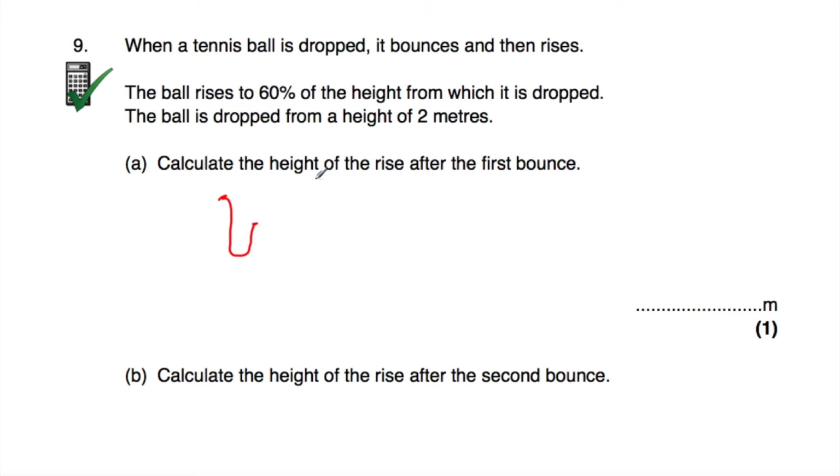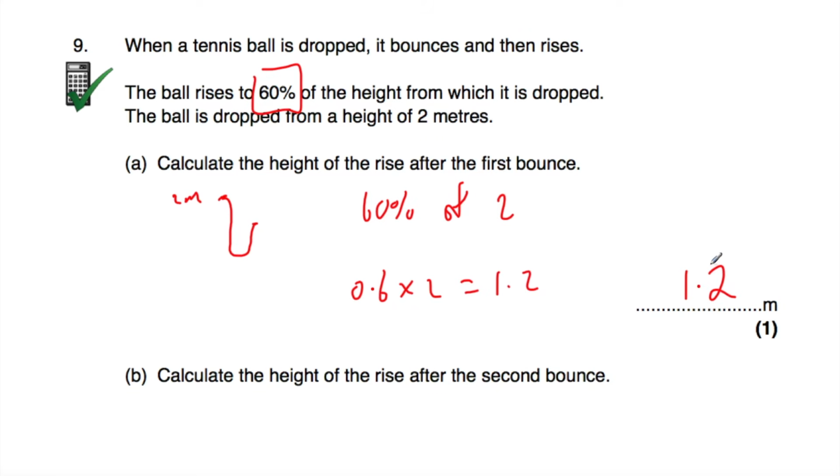We've been asked to work out the height that it rises after its first bounce. So we know it's 2 meters to begin with, and if we want to work out how high it rises after the first bounce, we just need to work out 60% of that. So 60% of 2 meters. We can just do 2 multiplied by 0.6, or you could do half of it and add on 10% if you wanted to. But if we do 0.6 times 2, that's equal to 1.2. So it'll be 1.2 meters.